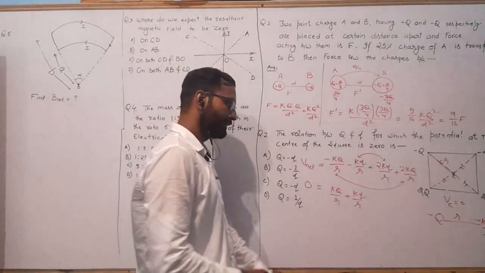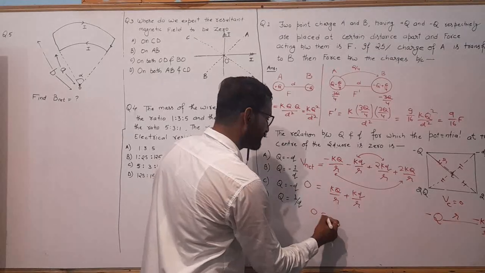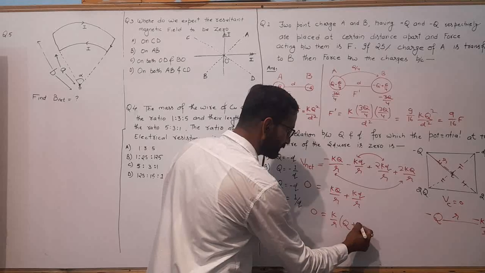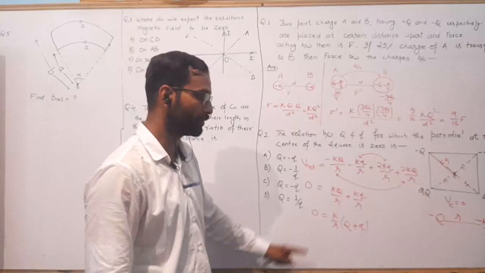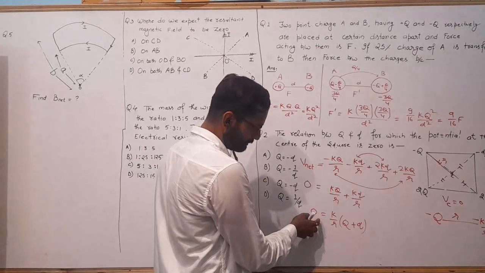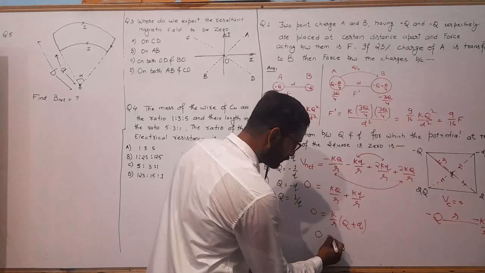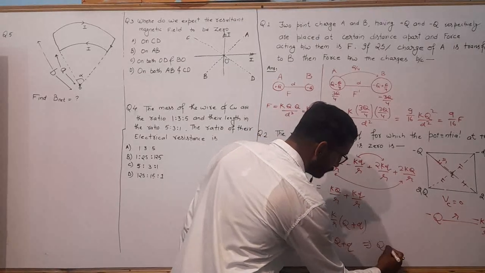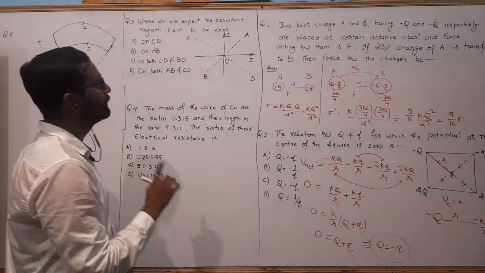Now we take k by r common, which is equal to Q plus small q. This quantity goes to this side, and this becomes 0, because these quantities go upon 0. So 0 equals Q plus small q. Just simplify: Q is equal to minus q. Okay, so this is the answer. Now we will go to the next question.